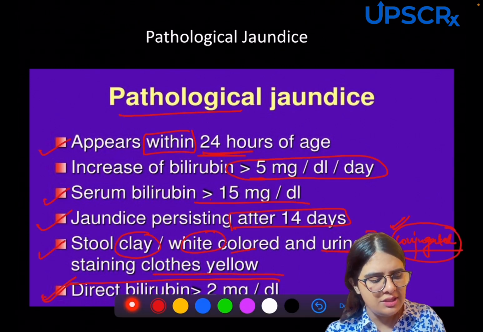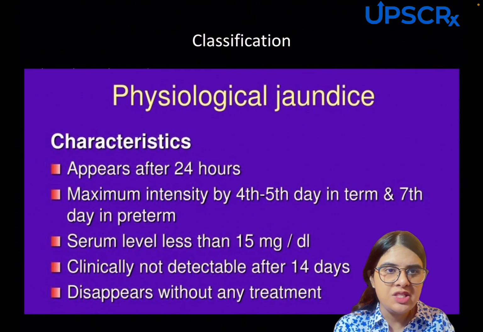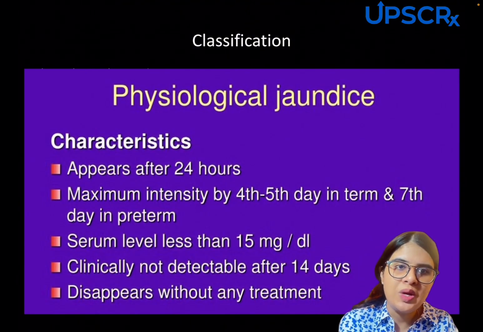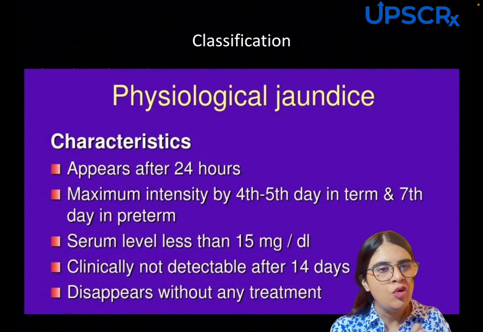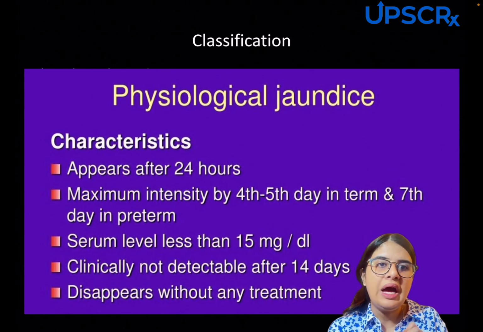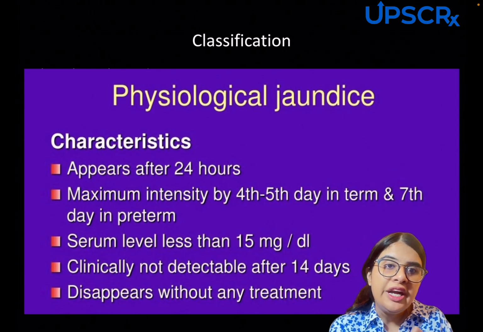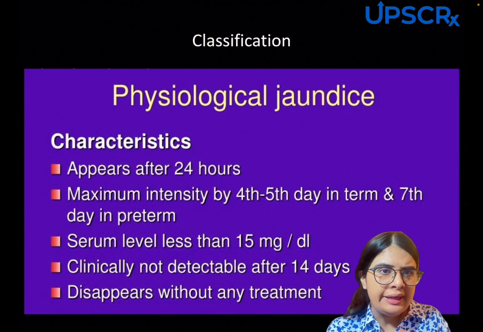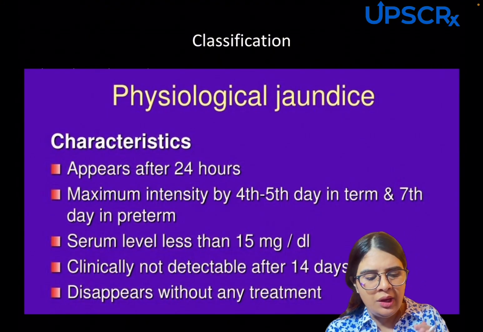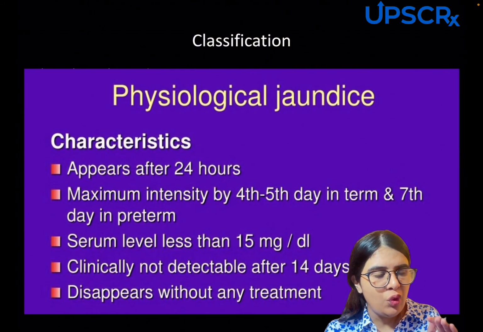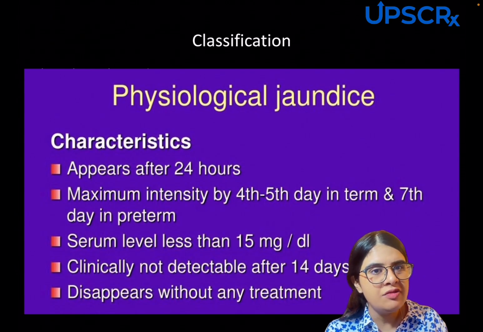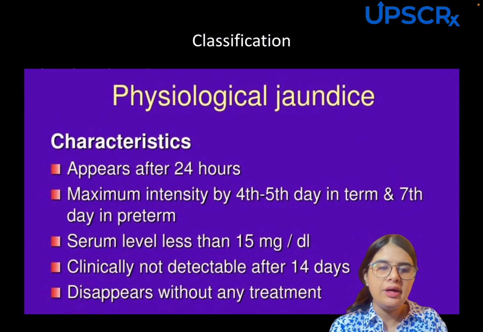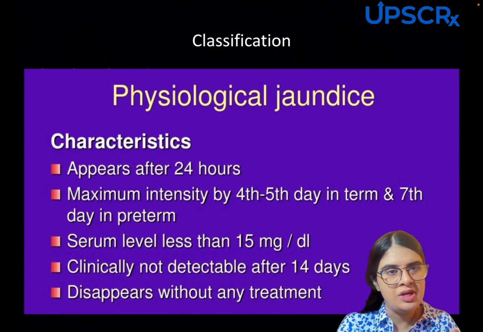Let's revise physiological and pathological jaundice once, because it's important. Physiological jaundice will appear after 24 hours. It will resolve within 14 days of life, and the rate of increase of bilirubin will not be that high. Maximum intensity by the 4th to 5th day, then it will start falling. Serum levels will always be less than 15 milligram per deciliter, and it will disappear without any treatment.